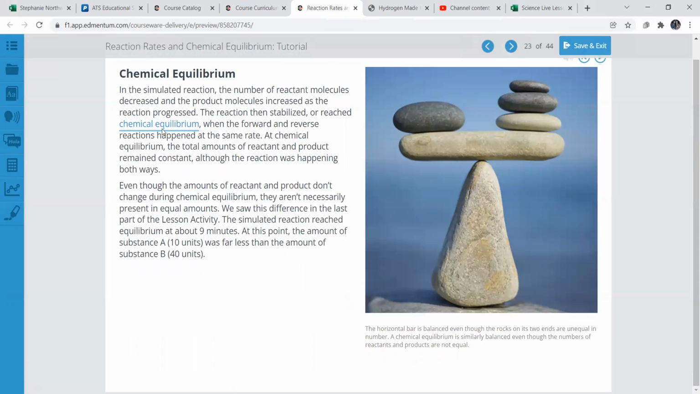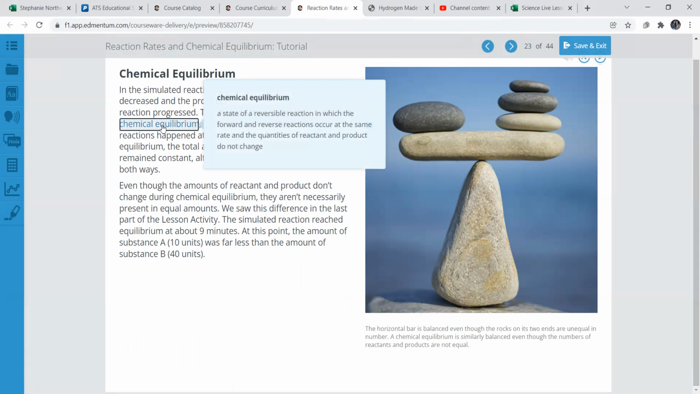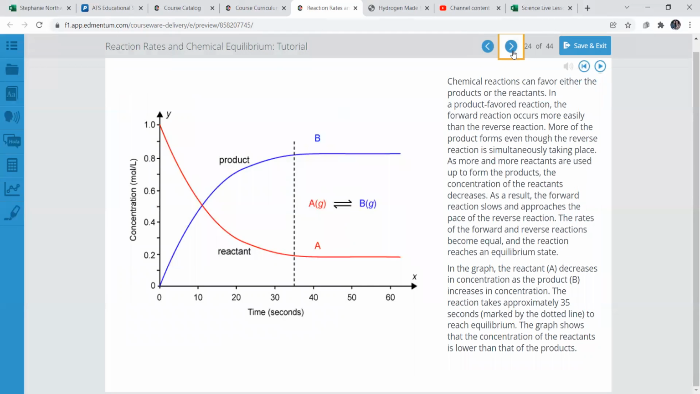Chemical equilibrium now. A state of a reversible reaction in which the forward and reverse reactions occur at the same rate and the quantities of the reactant and product do not change. That would be an example of chemical equilibrium.